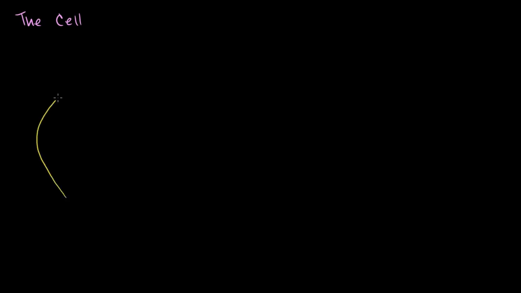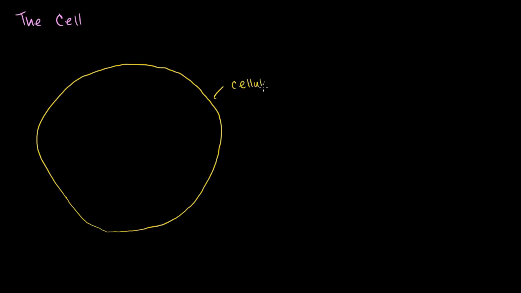And the cellular membrane is a good place to start because this is what separates the cell from the outside world. And to a large degree, it kind of defines the cell. It defines it as this very, very small compartment. That's where the word cell came from. So let me label that. Cellular membrane. And all cells have a cellular membrane.